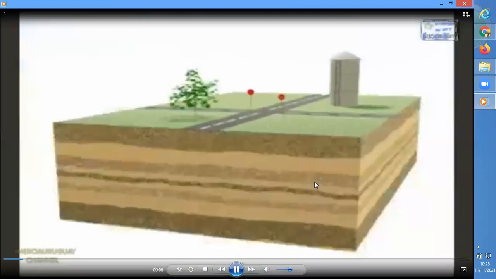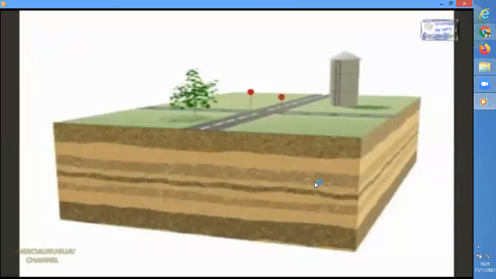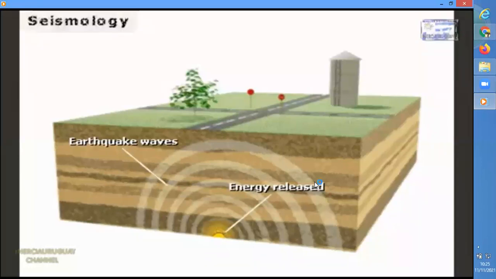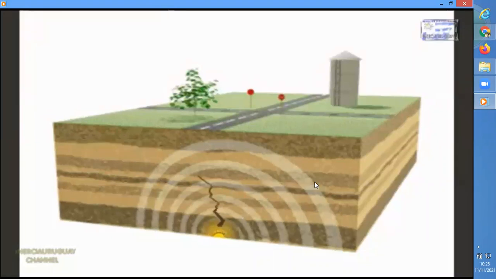The motion we feel on the surface of the Earth during an earthquake comes from energy released deep within the Earth. This energy is transmitted to the surface by earthquake waves. The study of earthquakes and earthquake waves is called seismology. Earthquakes occur when rocks deep underground suddenly break under pressure or slip along a fault. The point of release is known as the focus of the earthquake. The energy released by the earthquake radiates from the focus as body waves.